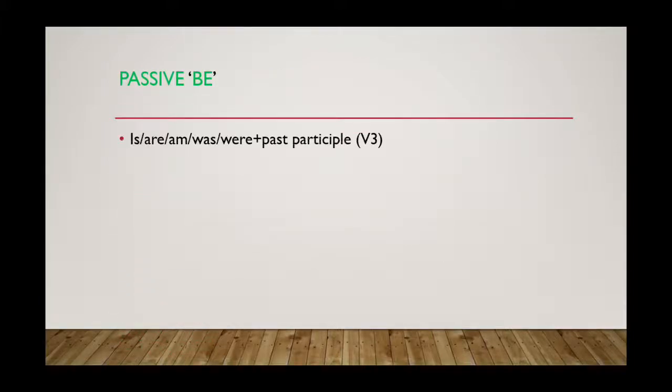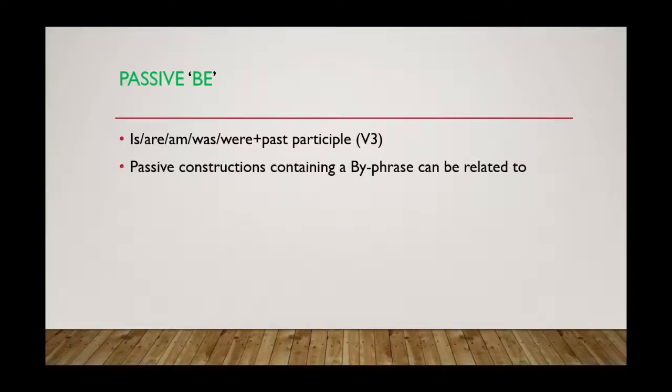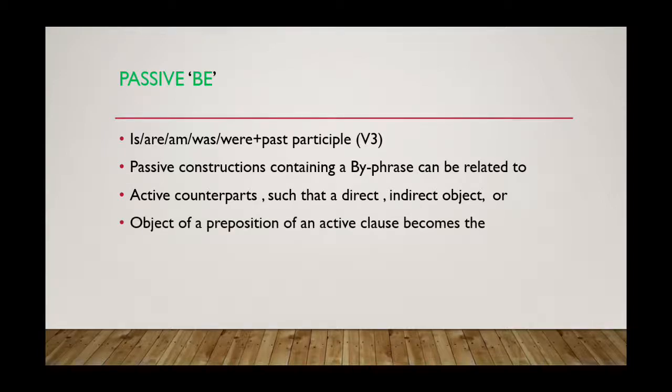Next is passive be, where we use is, am or are, was, were plus past participle, or you can say third form verb. We use these verbs in passive sentences to make passive constructions containing a by phrase, which can be related to active counterparts such that a direct, indirect object or object of a preposition of an active clause becomes the subject of a passive clause. It means we use this form in passive sentences where we use the third form of verb.